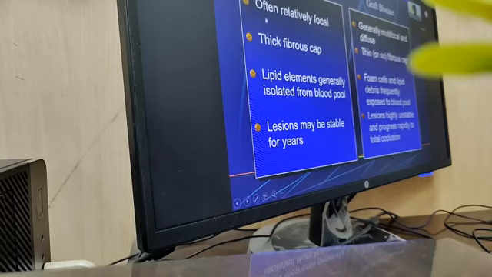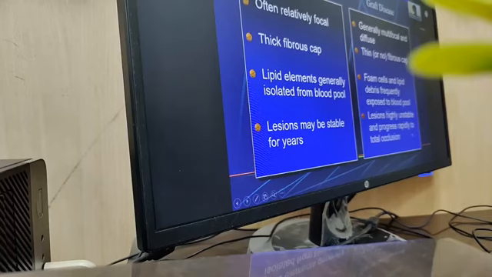In native coronary artery disease, the atherosclerosis is mostly focal, while in graft it is generally multifocal and diffuse. There is a thick fibrous cap in native CAD, while in graft it is a thin or no fibrous cap. Lipid element is generally isolated from the blood pool. Lesions may be stable for years in native disease, while here the lesions are highly unstable and progress rapidly to total occlusion.